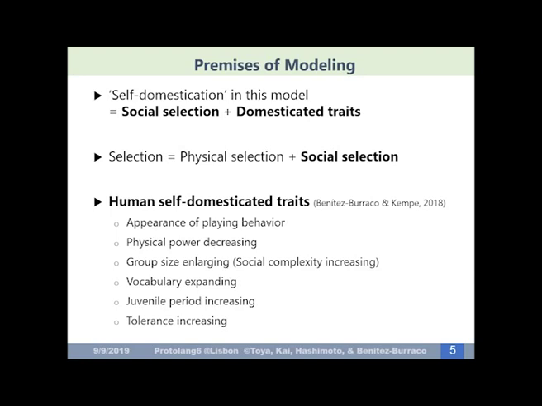In this model, self-domestication means social selection plus domesticated traits. Selection in evolution consists of physical selection and social selection. Self-domesticated traits are the appearance of preying behavior, physical power decreasing, group size enlarging, vocabulary expanding, juvenile period increasing, tolerance increasing, and so on.